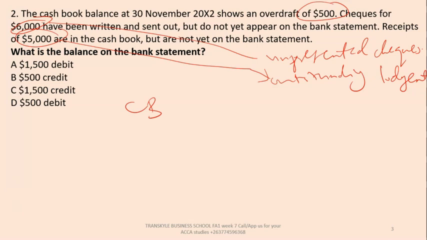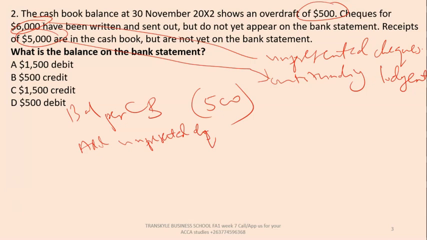So we have a cash book balance which is in a negative position. An overdraft simply means that we are in a negative position. So if we start from the cash book, then we have to add payment not yet processed, which is an unpresented cheque. How much? We are told that it is 6,000, so we have 6,000, right? And then less the outstanding lodgement, not yet processed, of how much? 5,000.